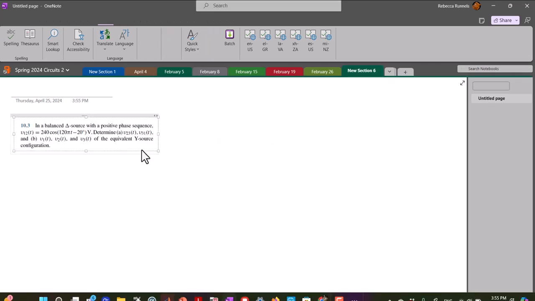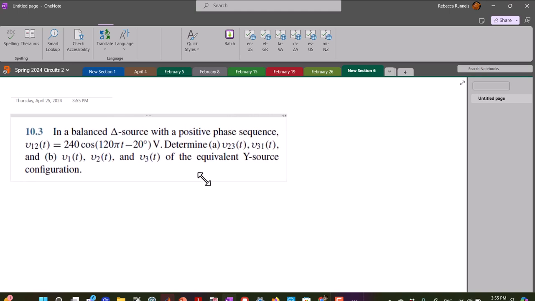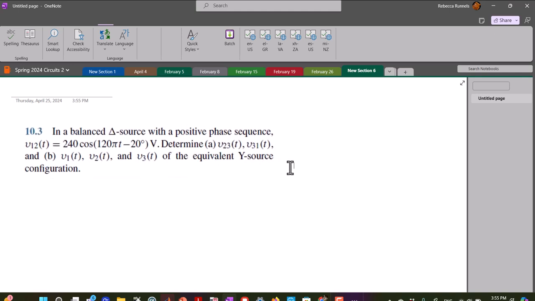Okay, so I have a balanced delta source with a positive phase sequence, and I have V12, and I need to determine V23, V31, and then what the equivalent Y configuration is.